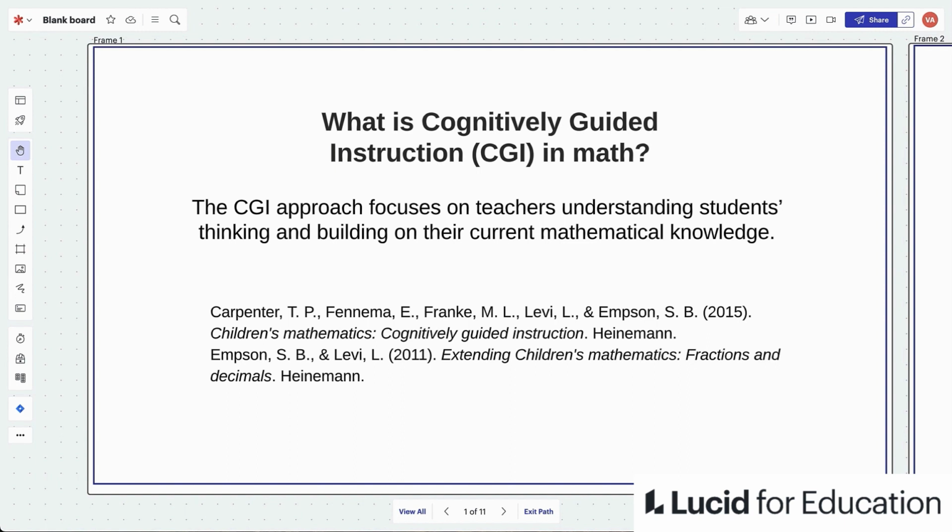By focusing on students' thinking and reasoning processes, teachers are better able to identify issues, help students refine their thinking, and provide support. Research on CGI has shown that this approach effectively improves students' mathematical knowledge and skills, which also helps students keep a positive attitude toward math. And I've included some books here, some citations, if you want to learn more about cognitively guided math instruction.